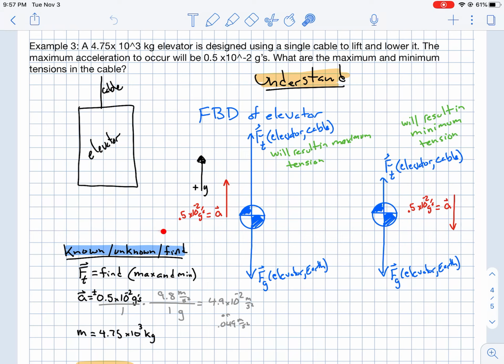The first thing we're going to do here is draw a free body diagram. If there's an acceleration upwards, the tension from the cable is going to have to be larger than the force of gravity that is going down. Likewise, if our acceleration is in the downwards direction, the force of gravity actually has to be larger than the force of tension that's upwards. So I've showed that understanding here through my free body diagram.